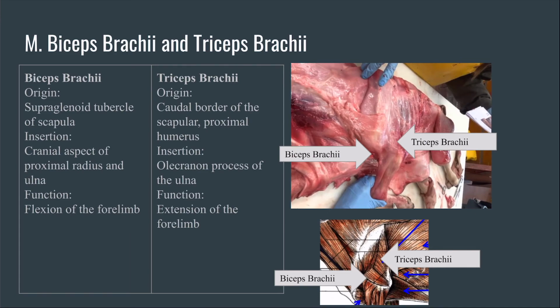Biceps brachii and the triceps brachii originate. The biceps originates on the supraglenoid tubercle of the scapula, inserts on the cranial aspect of the proximal radius and the ulna, and its function is flexion of the forelimb. The triceps brachii originates on the caudal border of the scapula and proximal humerus, and it inserts on the olecranon process of the ulna. It functions as extension of the forelimb.